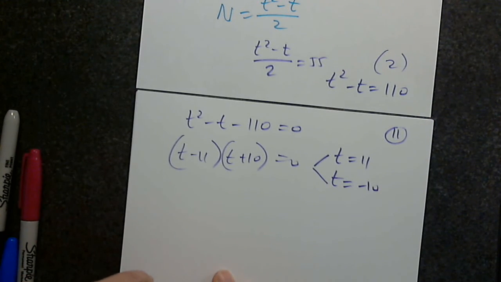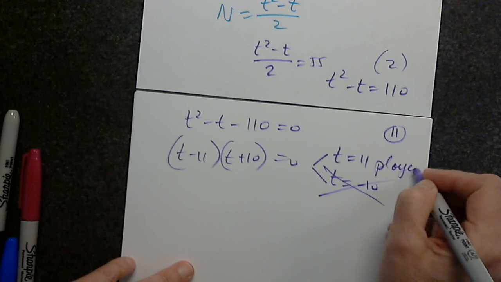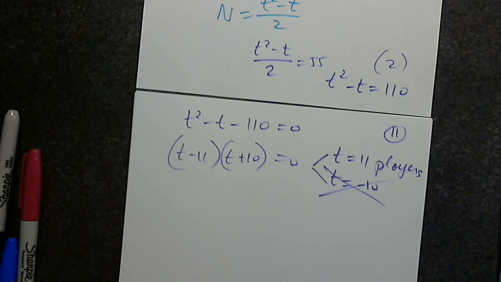But since t is the number of players, what will you say? In the round robin, we have 11 players. Any questions?